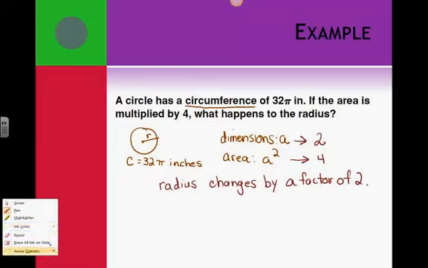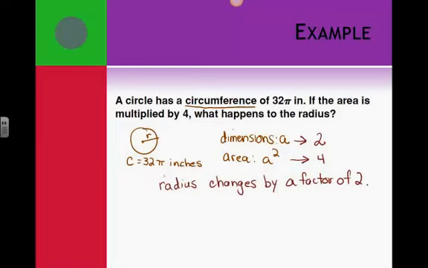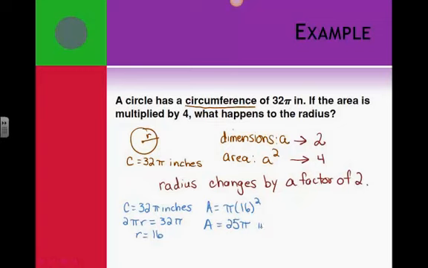Now we can explore this and see exactly how that happens. If the original circle had a circumference of, I'm sorry, not 2 pi, but 32 pi inches, then we could say that 2 pi r must be equal to 32 pi. Divide both sides by 2 pi and we would get r is equal to 16. So that was the original radius. Well, if that was the original radius, then the original area was pi times 16 squared. So the area was, I believe, 256 pi square inches.